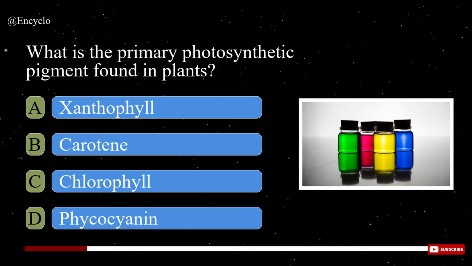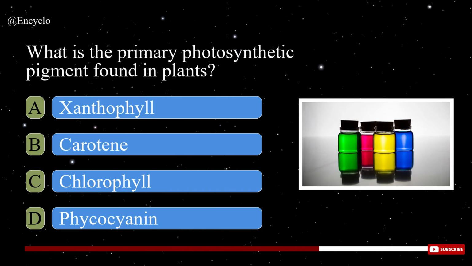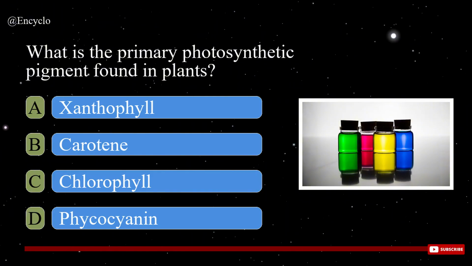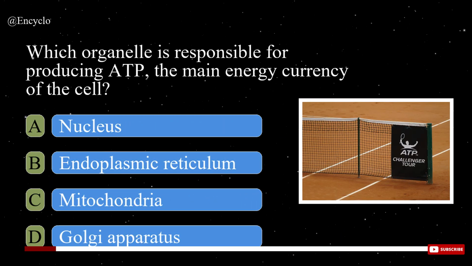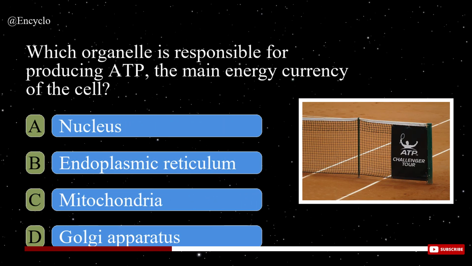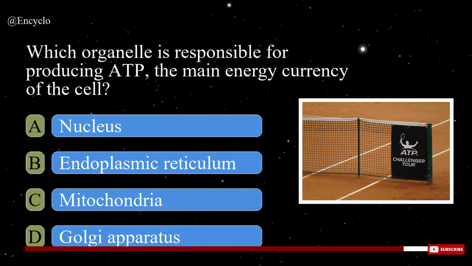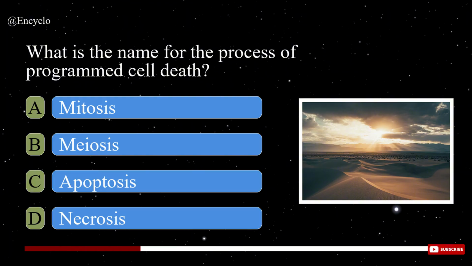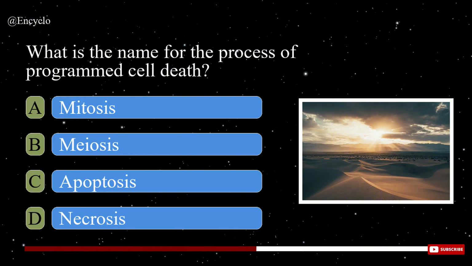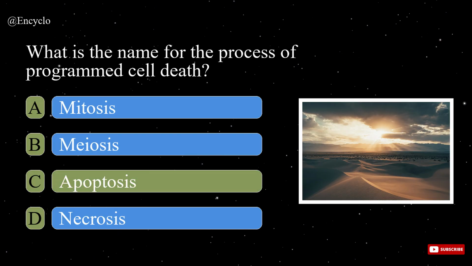What is the primary photosynthetic pigment found in plants? The answer is chlorophyll. Which organelle is responsible for producing ATP, the main energy currency of the cell? The answer is mitochondria. What is the name for the process of programmed cell death? The answer is apoptosis.